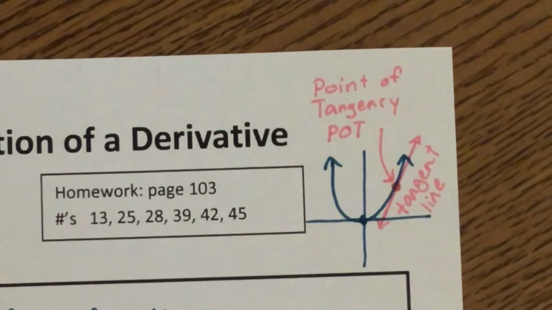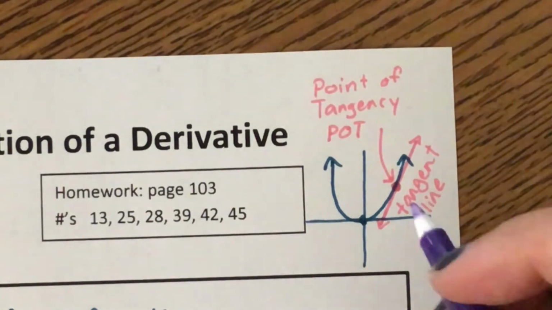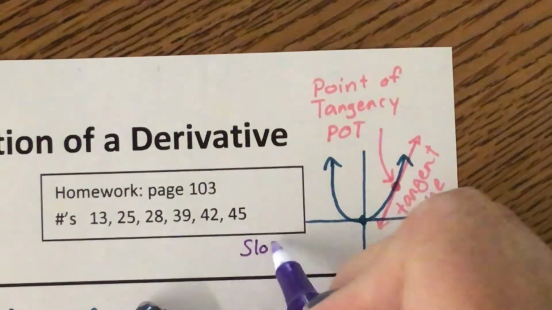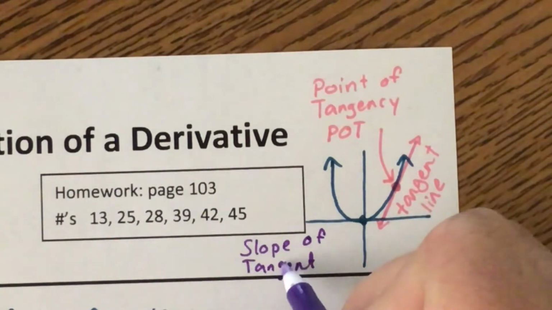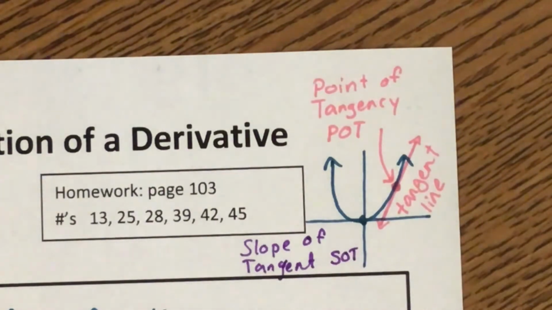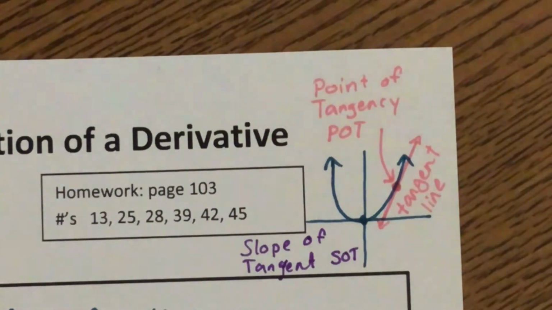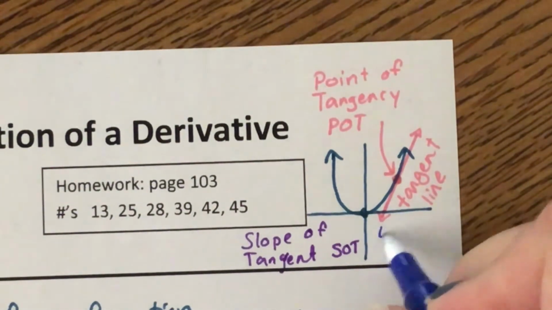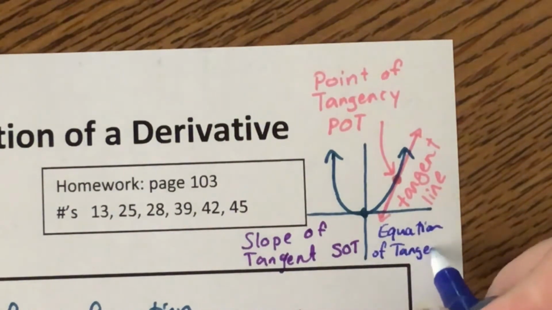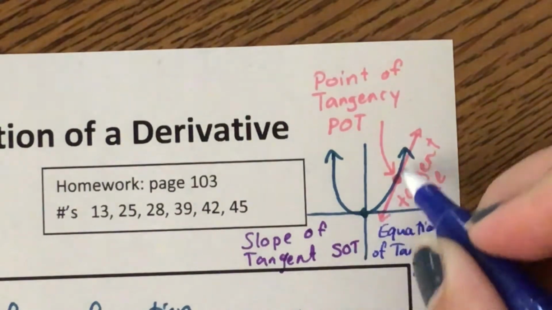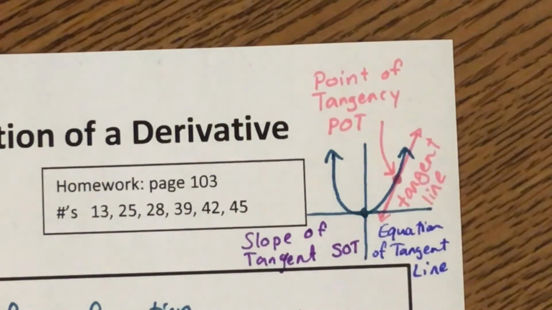Our job on these problems is to find the slope of the tangent line. The slope is going to be SOT for the abbreviation. Then based on a point and a slope, we can use point slope form to find the equation of the tangent line. That has a y equals mx plus b. You can totally figure that out. And equation of tangent is going to be EOT.